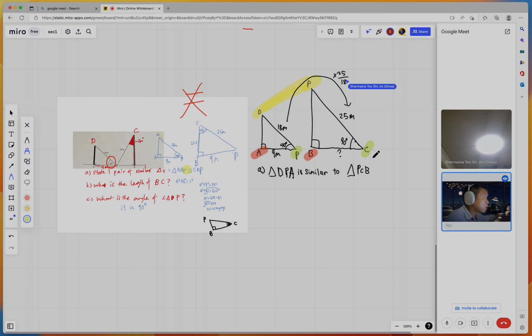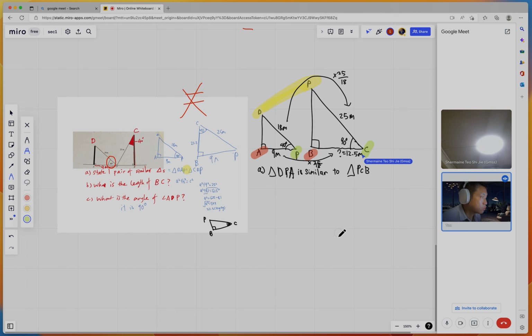Okay, good. So how do you get from 9 to the question mark? Because 9 matches with the question mark, right? So you draw an arrow from there. So you times the same thing, 25 over 18. So that's how you get the question mark. Very good. 12.5. Very good.